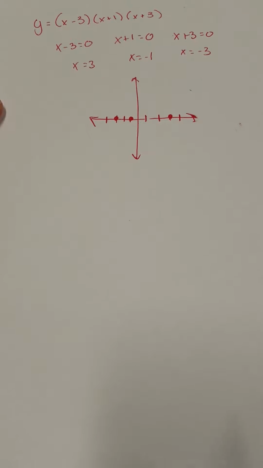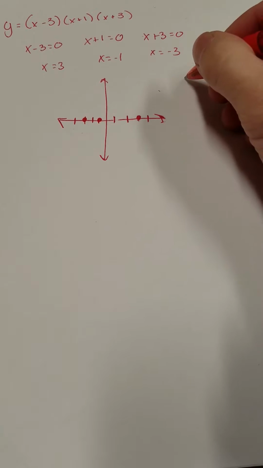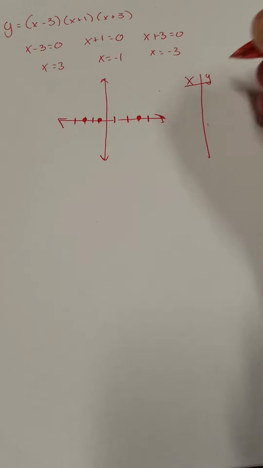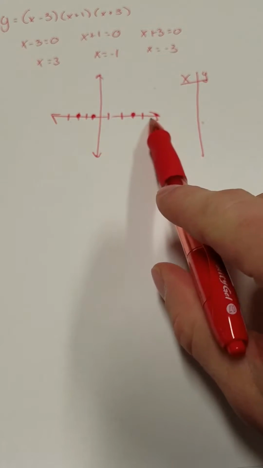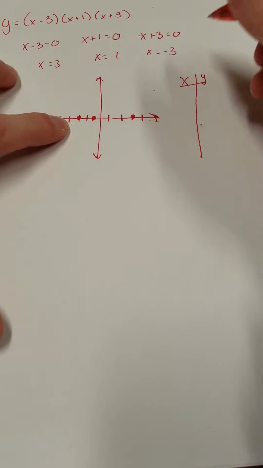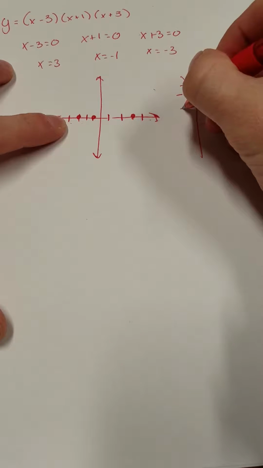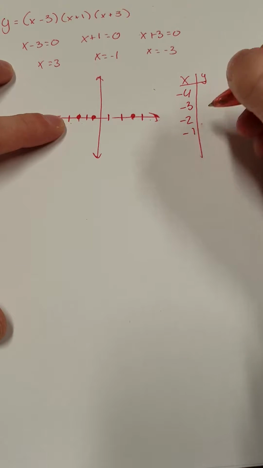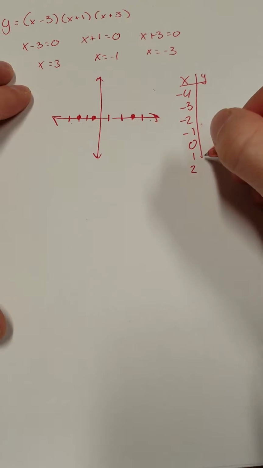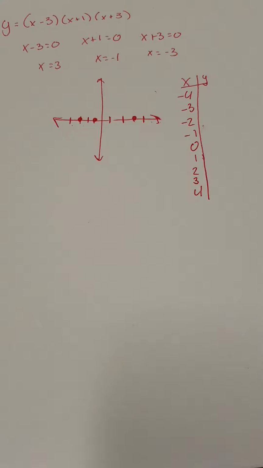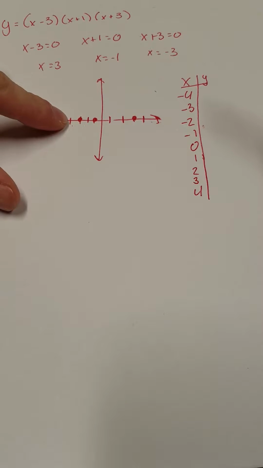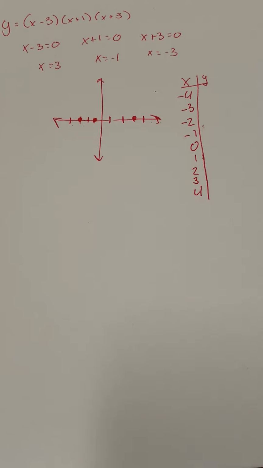Now, from here, here's what you need to do. You're going to create a t-table. I want you to write down every value from 1 unit to the left of our x-intercepts to 1 unit to the right of our x-intercepts. So we have negative 4, negative 3, negative 2, negative 1, 0, 1, 2, 3, 4. A rather large t-table, okay? But I started 1 unit to the left and finished 1 unit to the right. That's how you know how far to go.